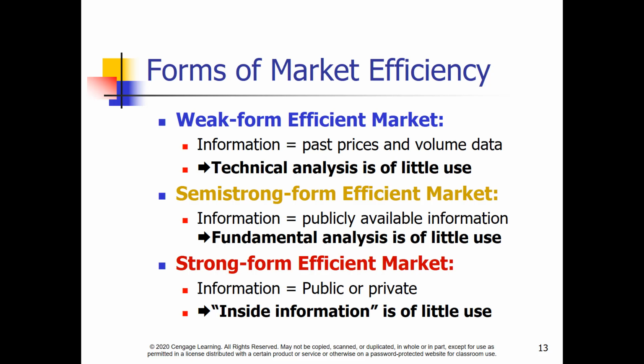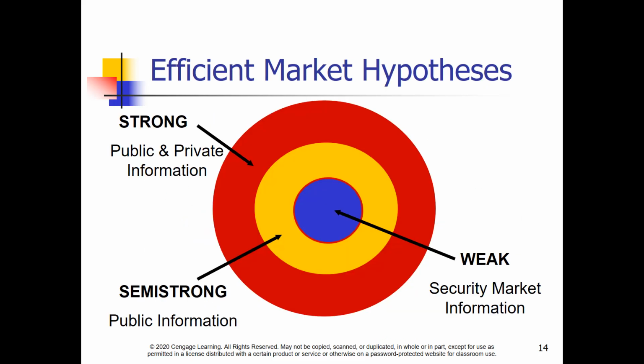Eugene Fama defined market efficiency as having three forms: weak, semi-strong, and strong forms. Now, efficiency relates to informational efficiency, and the general consensus is that our markets are semi-strong form efficient. The three forms are nested in the sense that if a market is semi-strong form efficient, then it is by default also weak form efficient.